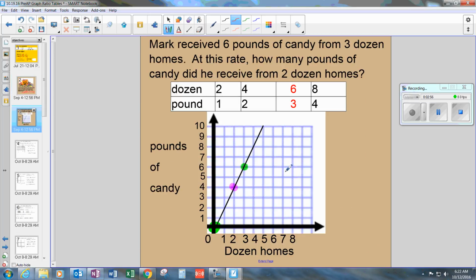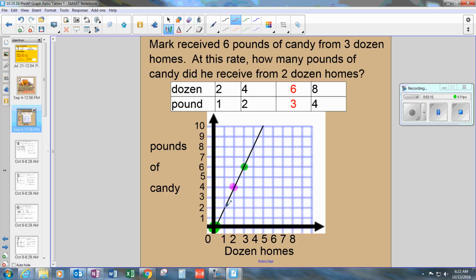So here's my table. I could have done it with the unit rate, as you can see, and then I increased the table. I scaled up. Did you know you can graph this? Today we're going to be learning how to graph it. So you can solve it through a graph.